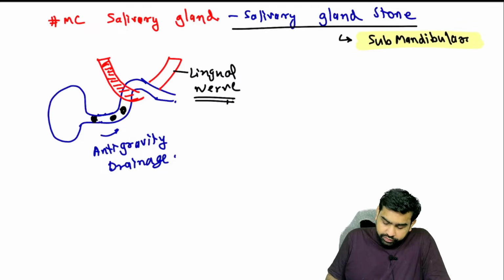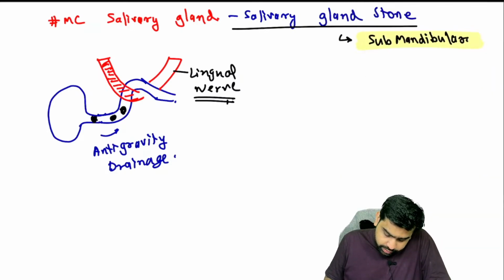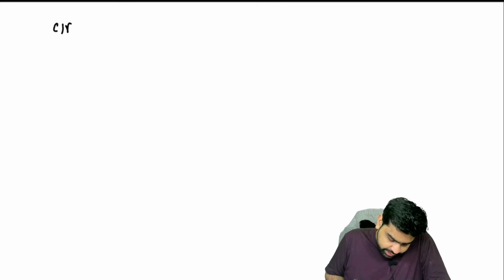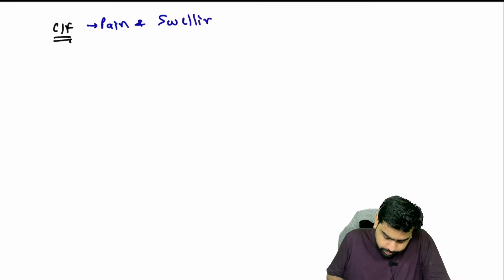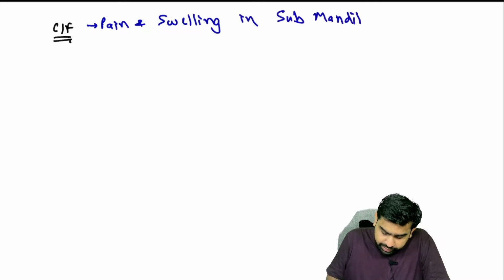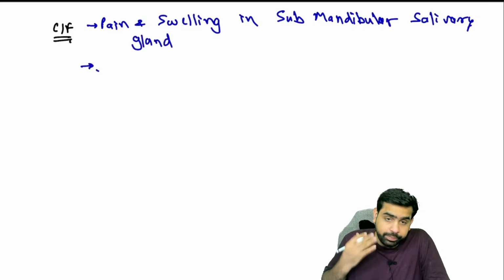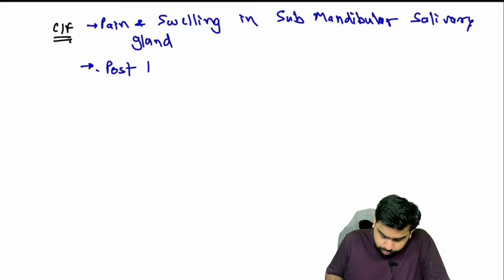Now here, the clinical features are going to be like this. The patients are going to have pain and swelling in the submandibular salivary gland, and what else? There's going to be what you call postprandial swelling. Okay, so there's going to be the postprandial swelling.